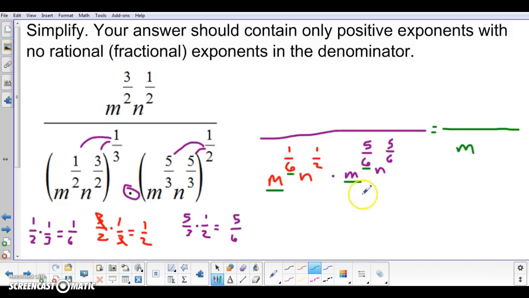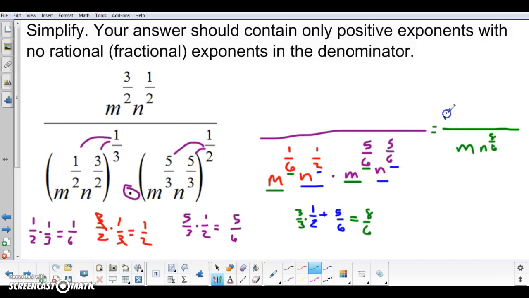How nice. The n's, I see an n here and here, same base. I can add the exponents together. 1/2 plus 5/6, I'll jot that down so we see what we're doing here. 1/2 is the same as 3/6. I'll multiply top and bottom by 3 over 3. It turns into 3/6. 3/6 plus 5/6 is going to be 8/6. So I have n to the 8/6, like so. That's an exponent, tough to tell.